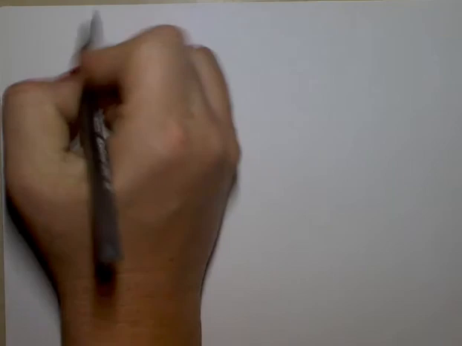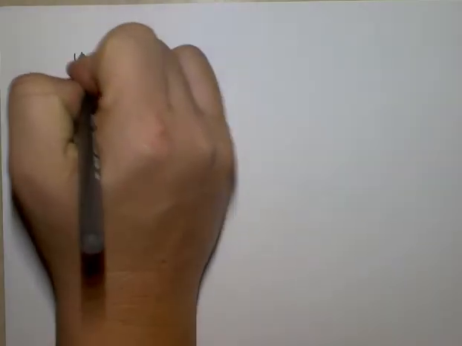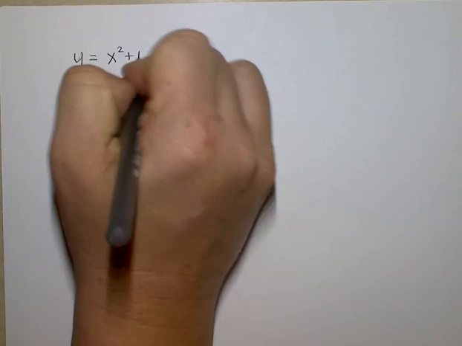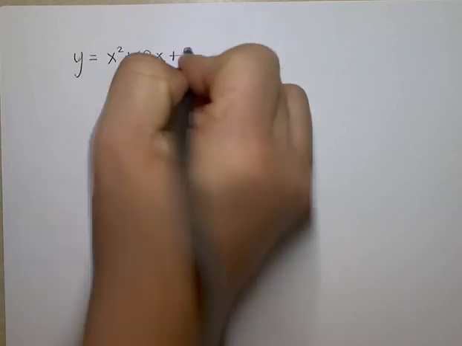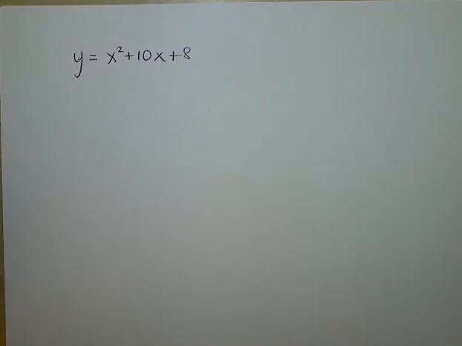Okay, so today's lesson, the goal is for you to rewrite quadratic functions in vertex form using the completing the square method. Give me 1 second. Here is the first problem. Please write down y equals x squared plus 10x plus 8. We're going to rewrite this in vertex form using the completing the square method.